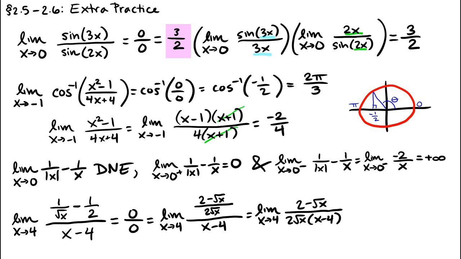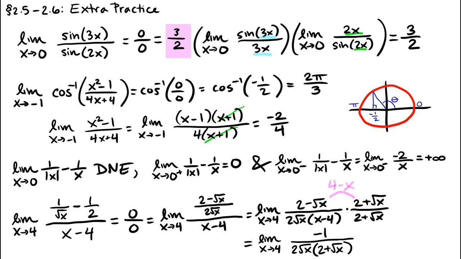So the next step is to multiply by the conjugate of 2 minus square root x on top and bottom. The conjugate is 2 plus square root x, and when you multiply these things together in the numerator, you get 4 minus x, which is the negative of that factor x minus 4 we see in the denominator. So they cancel out to make negative 1 on top, and the remaining factors in the denominator. Now we can finally use substitution, and we just get minus 1/16.